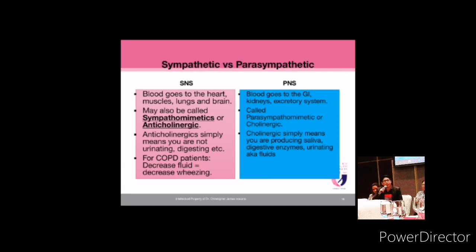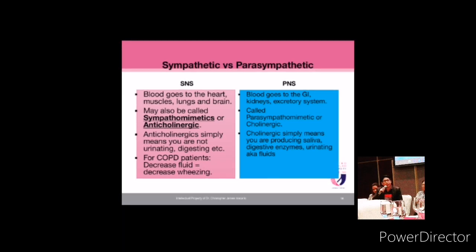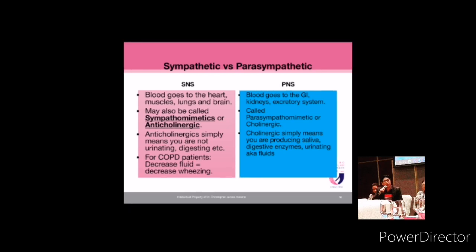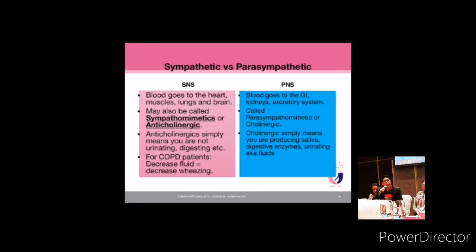So, when we talk about the sympathetic nervous system, the blood goes to the heart, muscles, lungs, and brain. It may also be called the sympathomimetics or your anticholinergics. Ulitin ko. This may be called your sympathomimetics or anticholinergics. So meaning your sympathomimetics or anticholinergics is one and the same. Ang daming tawag, pero when you think about it, isa lang naman pala yung effect. Okay, so remember that. So anticholinergic simply means you are not urinating, you are not digesting.